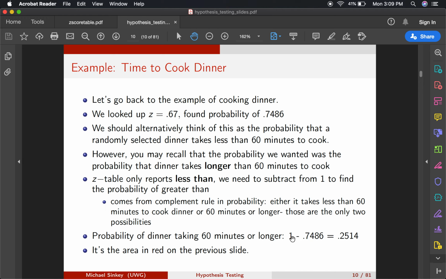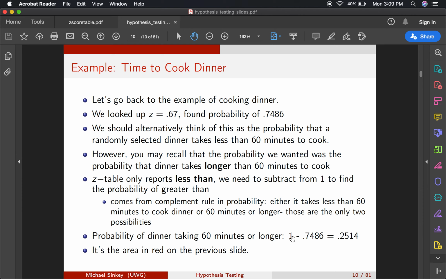100% of the time, it's going to take me some amount of time to cook dinner. It's either 60 minutes or more, or less than 60 minutes. So we looked up the less than. That's what the z-table reports. But we need to subtract from 1 to find the probability of greater than. You can think of this, if you're trying to apply what you learned in Stats 1, as the complement rule. Either it's less than 60 or 60 minutes or longer, and those are the only two possibilities.